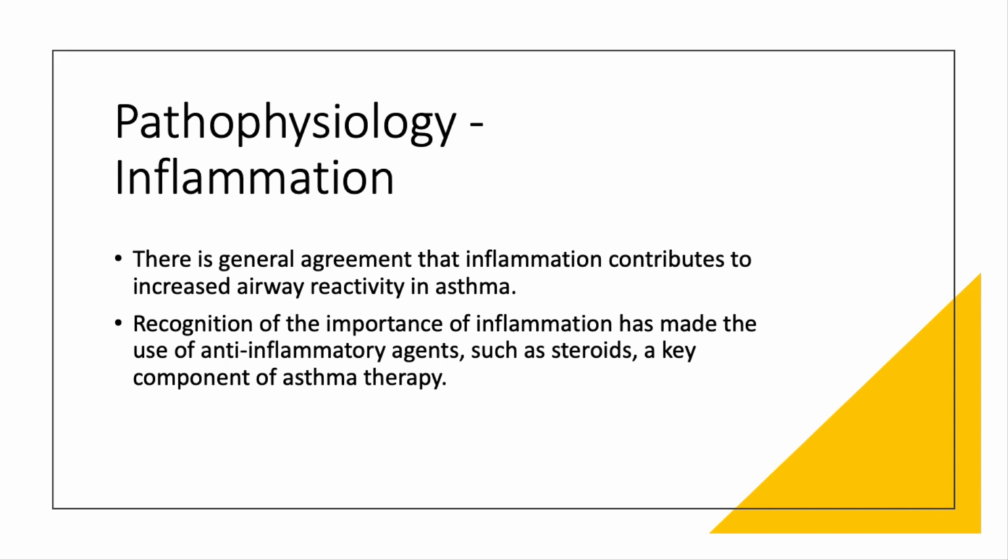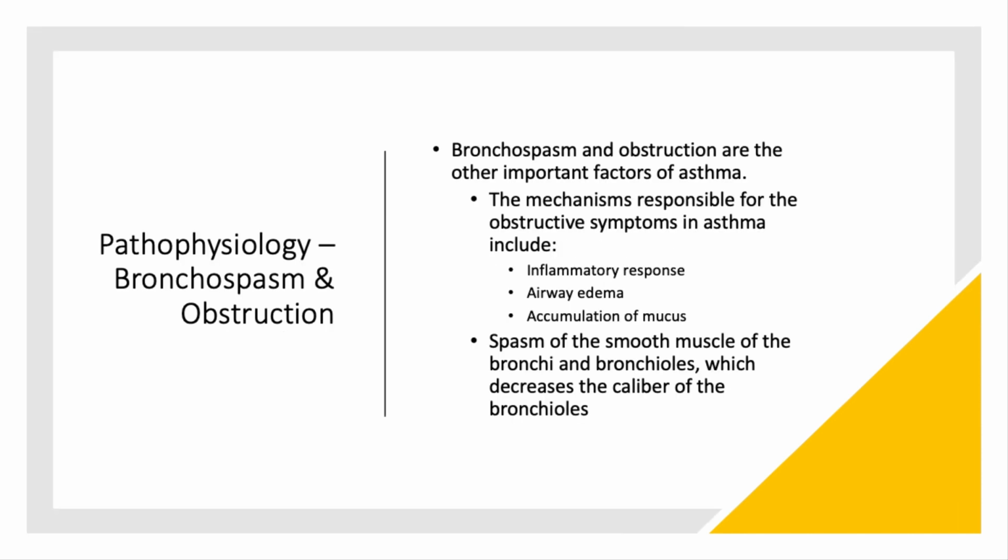Remember that inflammation plays a significant role in asthma pathophysiology. For this reason, we tend to use medications such as steroids as a key component of asthma therapy. Bronchospasm and obstruction are the 2 other processes that we need to address when we're treating asthma. The inflammatory response, airway edema, and accumulation of mucus, all things that you were able to see in the prior illustration, are things that we need to treat in order to get this patient feeling better.